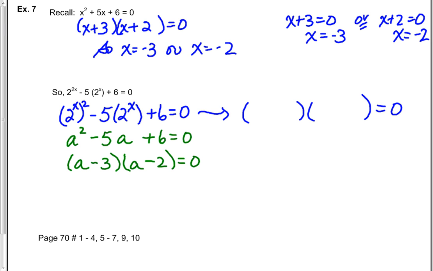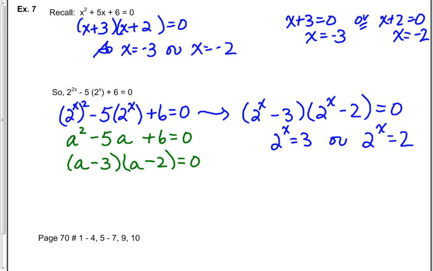It would factor as 2 to the x, take away 3, 2 to the x, take away 2 equals 0. So our two solutions would be 2 to the x equals 3, or 2 to the x equals 2. I'm going to do the easy one by inspection. For this one, x is 1. For this one, I would have to use a graph or estimate and guess. X is approximately 1.58.